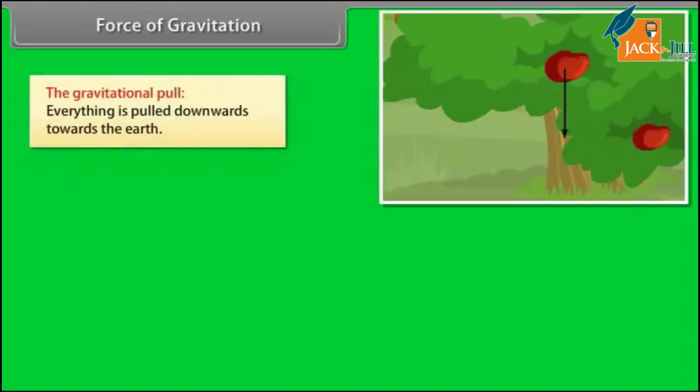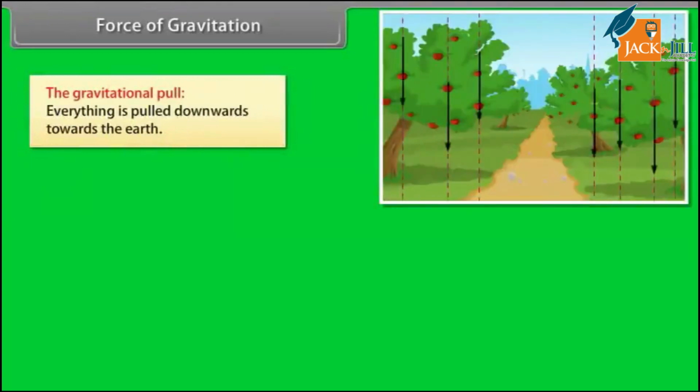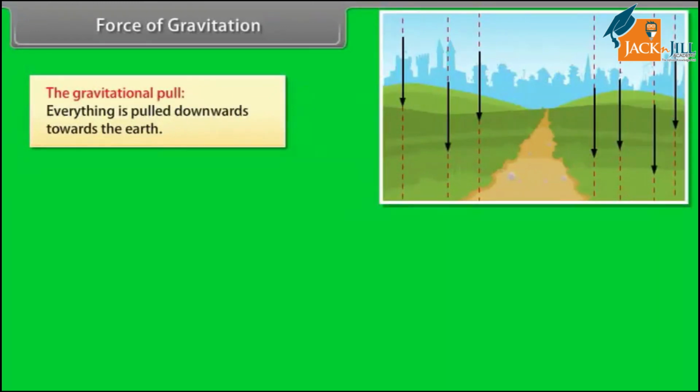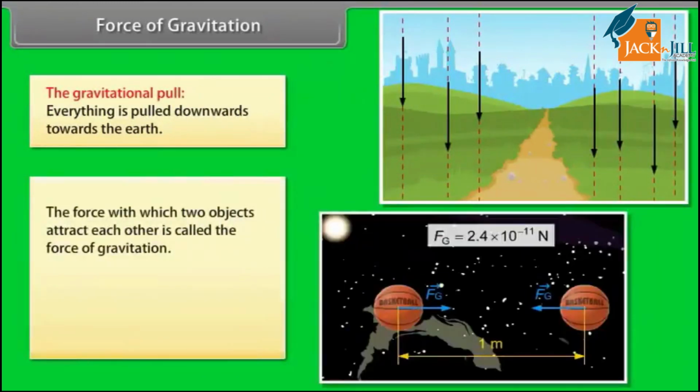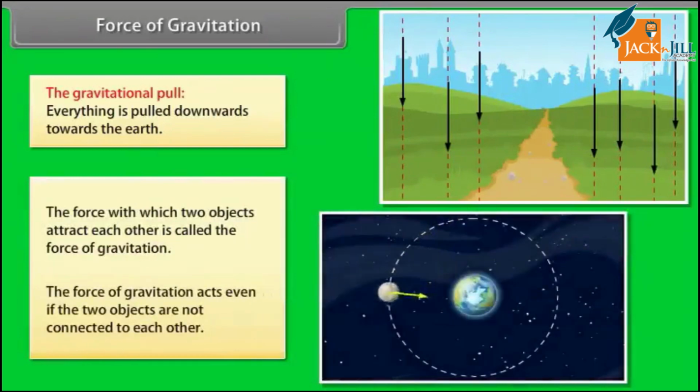Force of gravitation. The gravitational pull: everything is pulled downwards towards the earth. The force with which two objects attract each other is called the force of gravitation. The force of gravitation acts even if the two objects are not connected to each other.